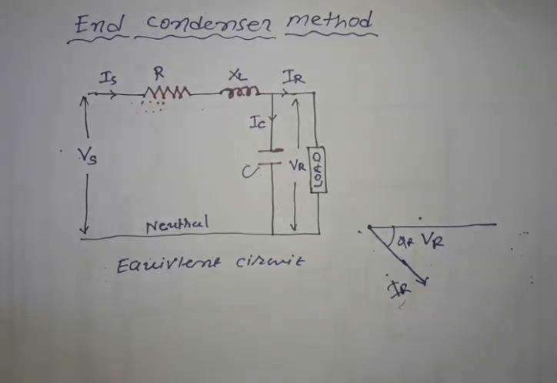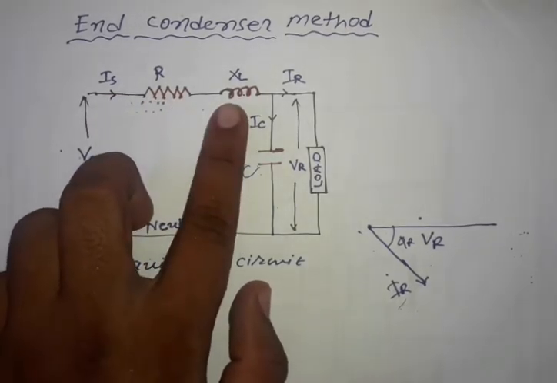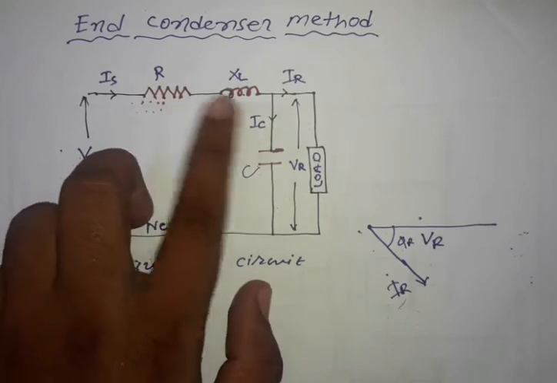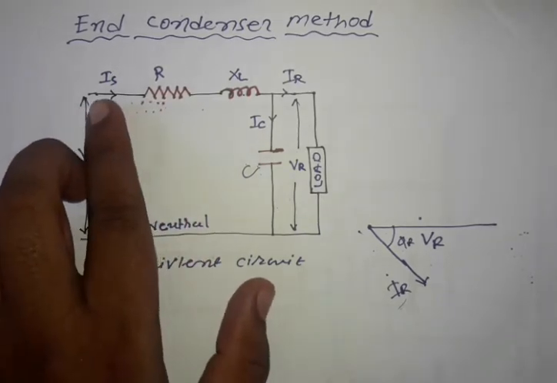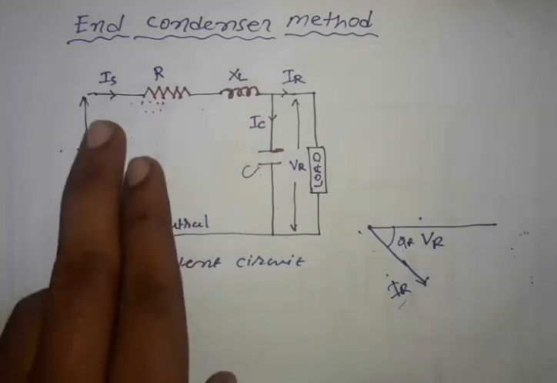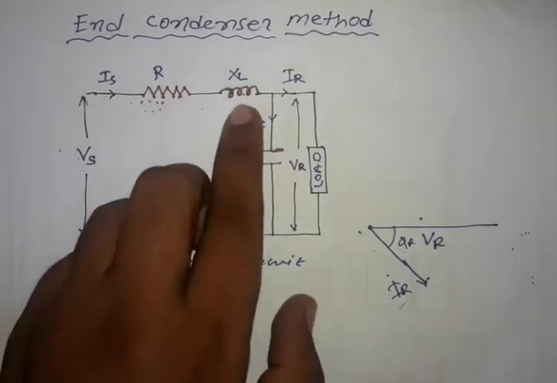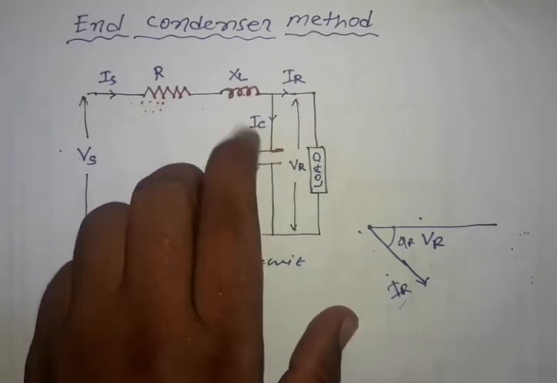Now the current flowing in the resistance and reactance, called impedance, is current IS. So now if we want to draw the phasor diagram line of voltage drop, first of all we find the current IS, and here we see that current IS divides into current IR and IC.